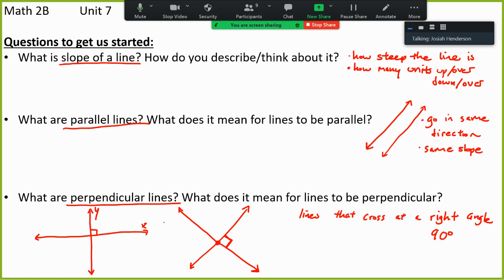Okay, one last question I'm going to throw in here just to think about. At the bottom, perpendicular lines. They're crossing. Both of those examples, the lines are going in different directions, right? They're not parallel, because they're not going in the same direction as each other. Do you think they could have the same slope, or are they going to have different slopes, different steepnesses? Think about that. Type your answer in the chat if you have an idea on that.